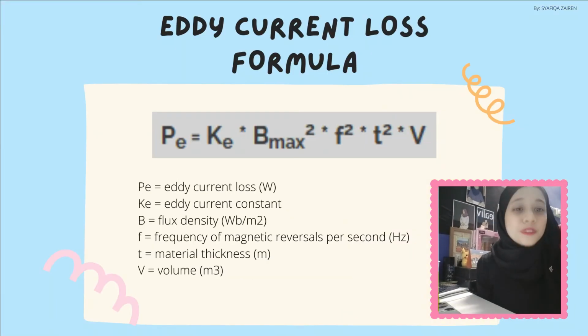Next is the eddy current loss formula. The formula is P_e equals K_e times B max to the power of 2 times f to the power of 2 times t to the power of 2 times V.